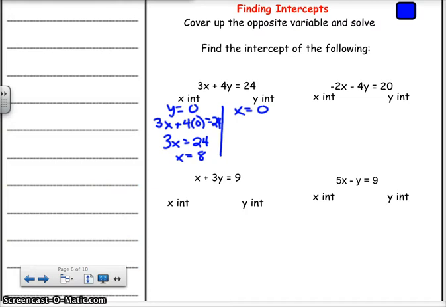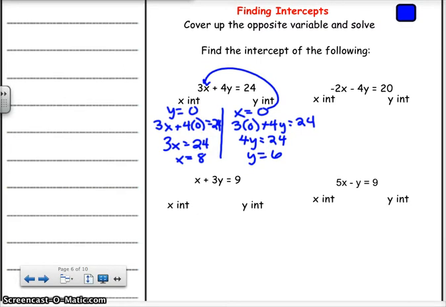When x equals 0, I plug in the 0 right there. 3 times 0 plus 4y equals 24. What's 3 times 0? 0. Do I need to write it? No. Okay, so 4y equals 24. Y is 6. So notice what truly happens. You just cancel out that other variable. And I think that's what I tell all my kids to do. Cover up the opposite variable and solve as I have written right there.